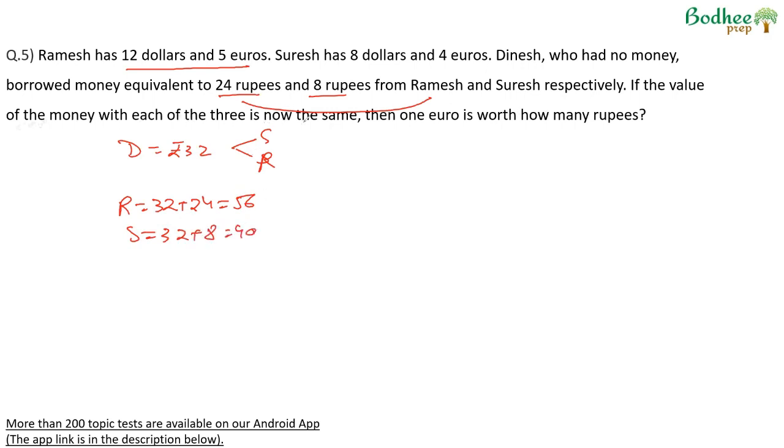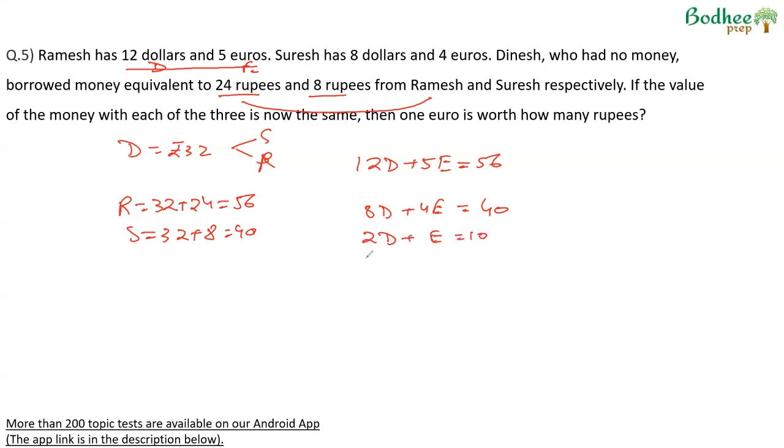Now we know that suppose the value of $1 in rupees is D and value of €1 in rupees is E, we can say 12D plus 5E is the amount of money that Ramesh has, which is 56. And 8D plus 4E is the amount of money that Suresh has, which is 40. Divided by 4, 2D plus E is equal to 10.